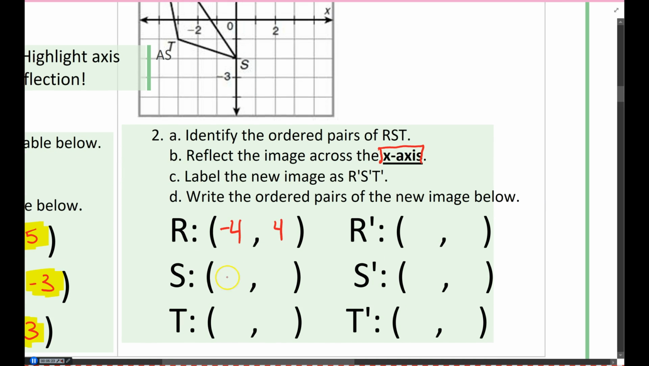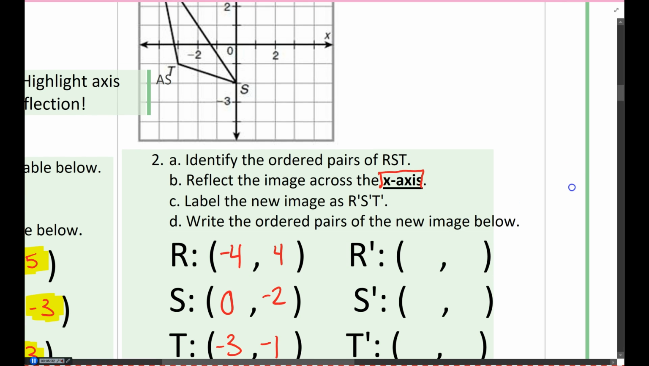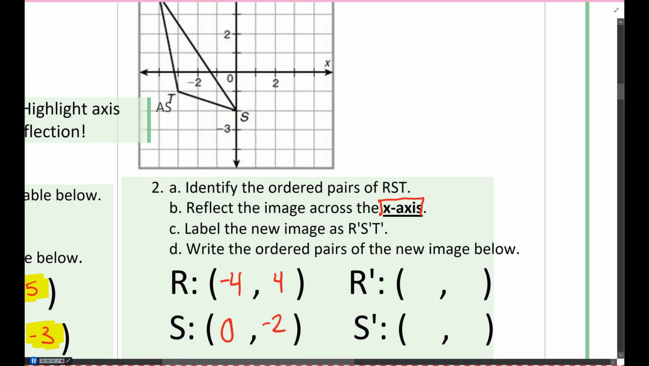S is at 0, -2. And T is at -3, -1. So, our prediction should hopefully be made, but let's actually test it.